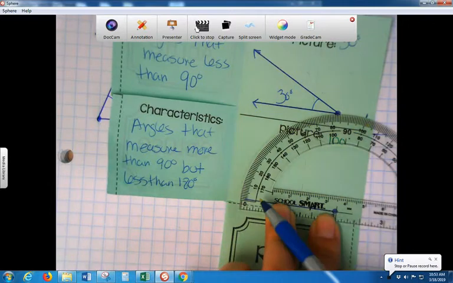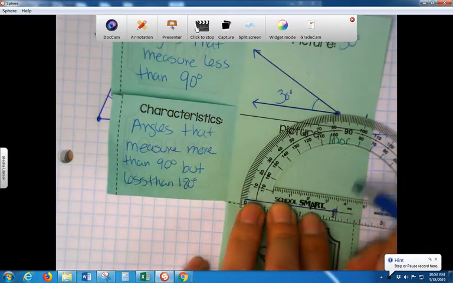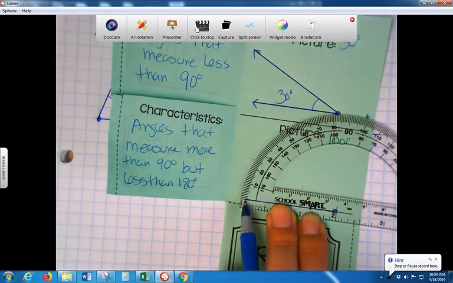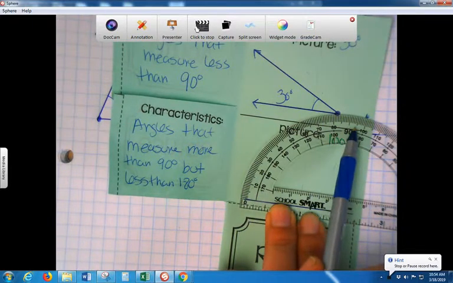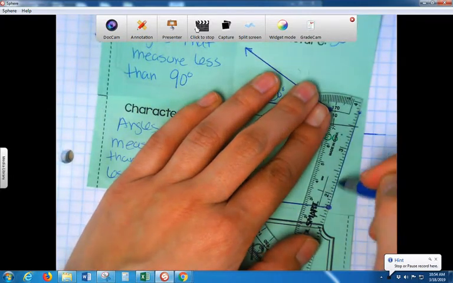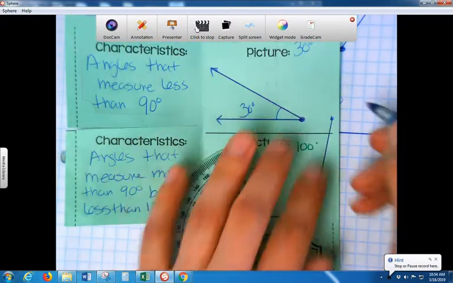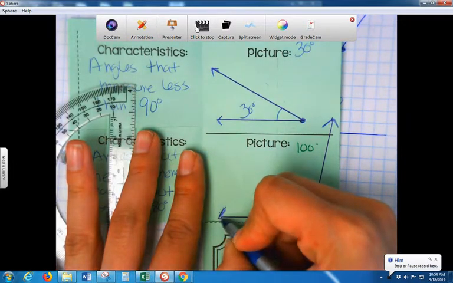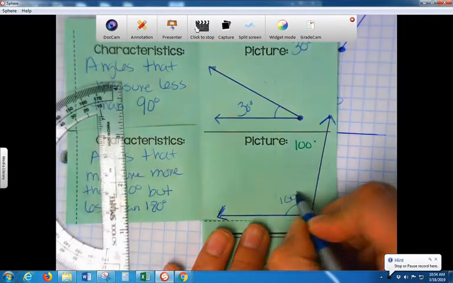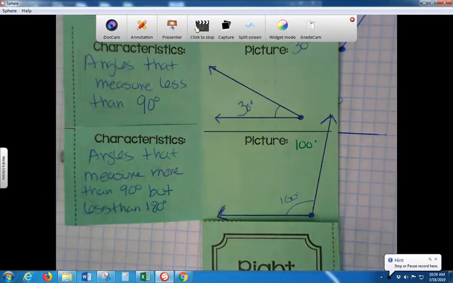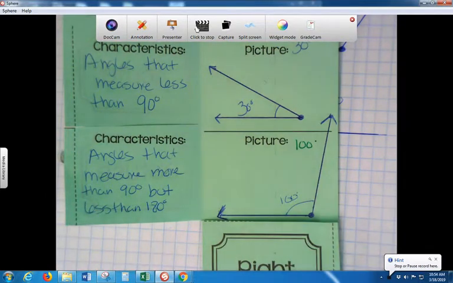I'm going to use the outside numbers. Make sure my lines all line up. 100 degrees. Put a little dot right there. So the line is at the 0. Use outside numbers to 100. It should look like more than 90, right? 100 degrees. Make sure you don't use the 70 degree mark. You use the correct set of numbers. It should be wider than 90.